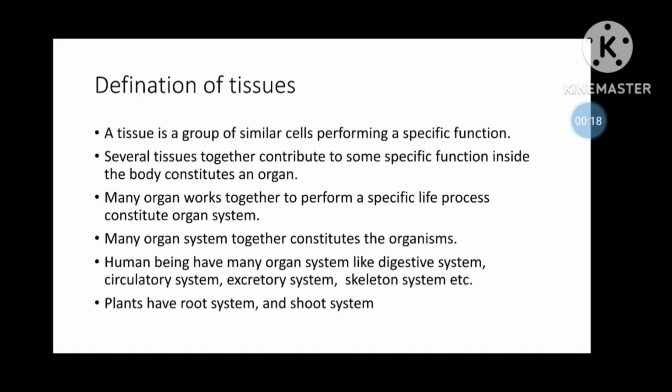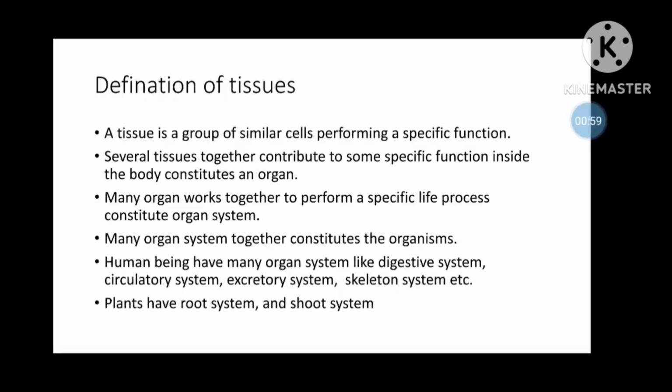What is tissue? A tissue is a group of similar cells performing a specific function. You know, in a tissue, similar cells are there and all cells perform a specific function. When several tissues together contribute to some specific function inside the body, they constitute an organ. Means in an organ, different types of tissues are involved.